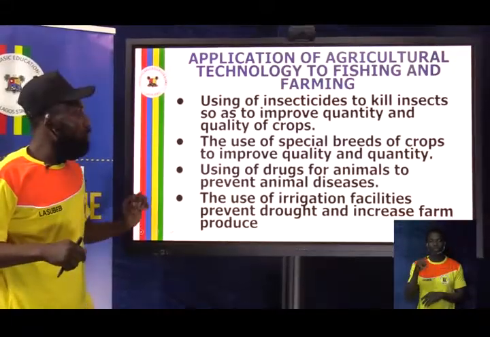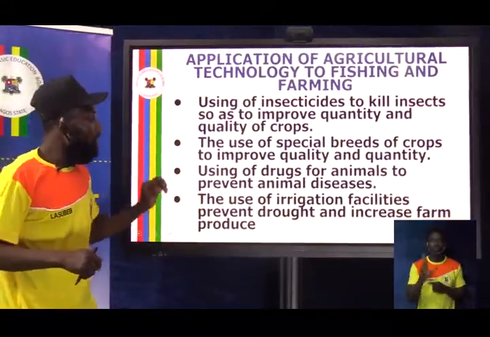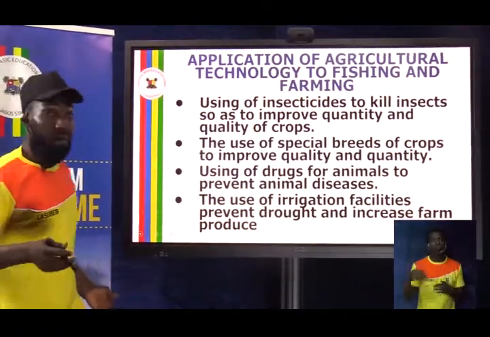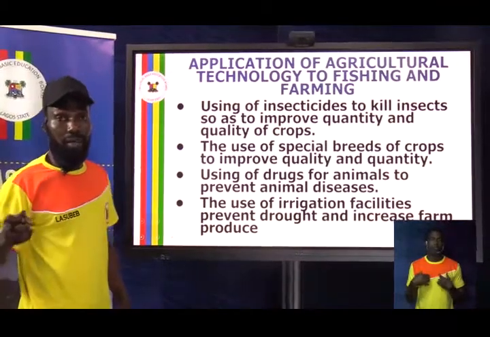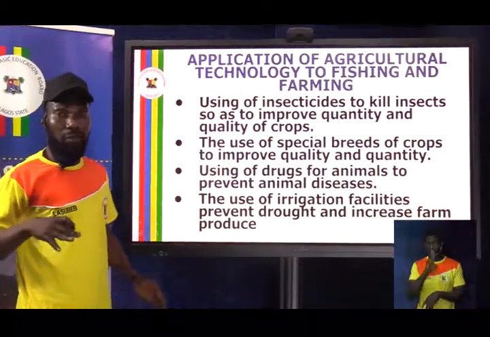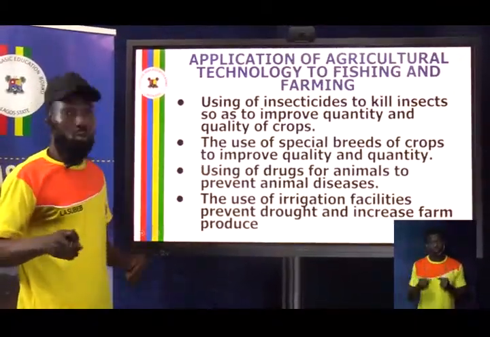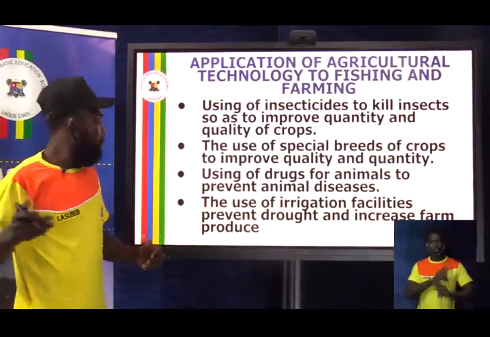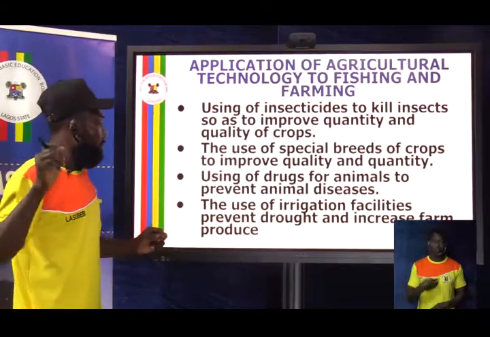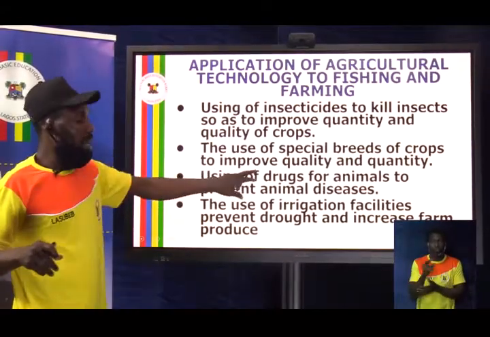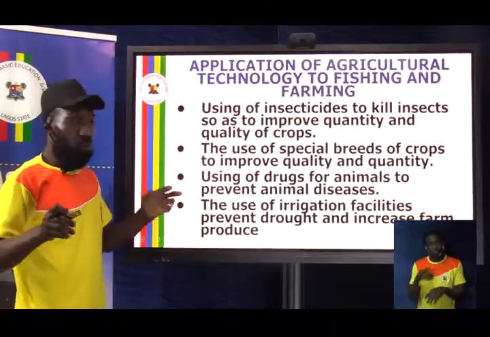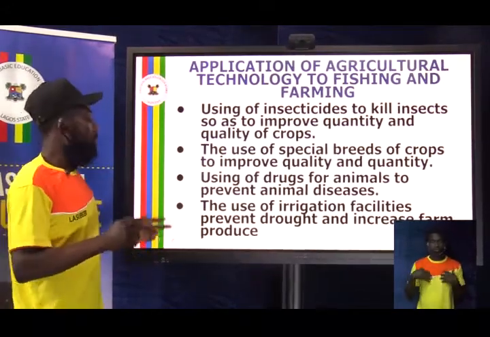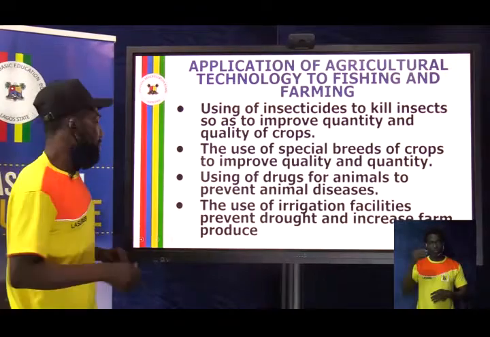Next is the use of drugs for animals to prevent animal diseases. Today, we use drugs for animals, just like human beings use different kinds of drugs for healing and for different purposes. Animals too, they use drugs to prevent diseases, and with the help of a veterinary doctor, they will be able to give the right drug for the animal to prevent certain animal diseases.